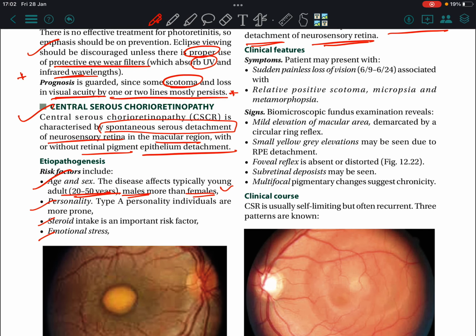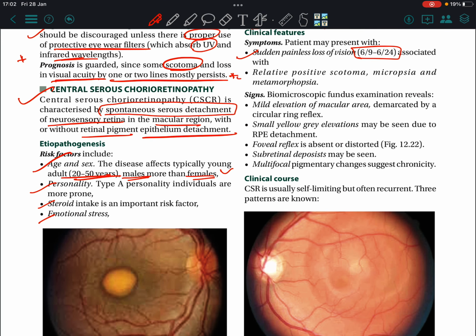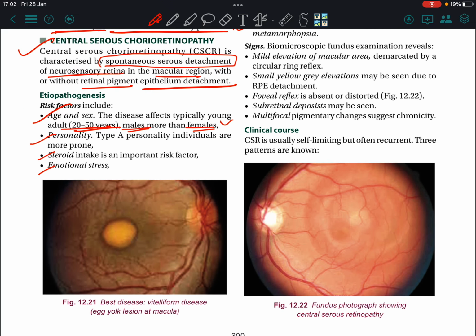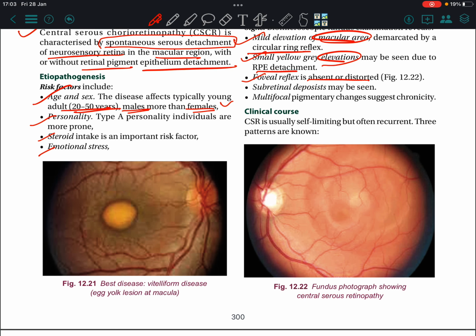Clinical features: the patient may present with sudden painless loss of vision, 6/9 to 6/24, associated with relative positive scotoma, micropsia, and metamorphopsia. Biomicroscopic fundus exam reveals mild elevation of the macular area demarcated by a circular ring reflex. A small yellowish grayish elevation may be seen due to RPE detachment. Foveal reflex is absent or distorted. Subretinal deposition may be seen. Multifocal pigment changes suggest chronicity.